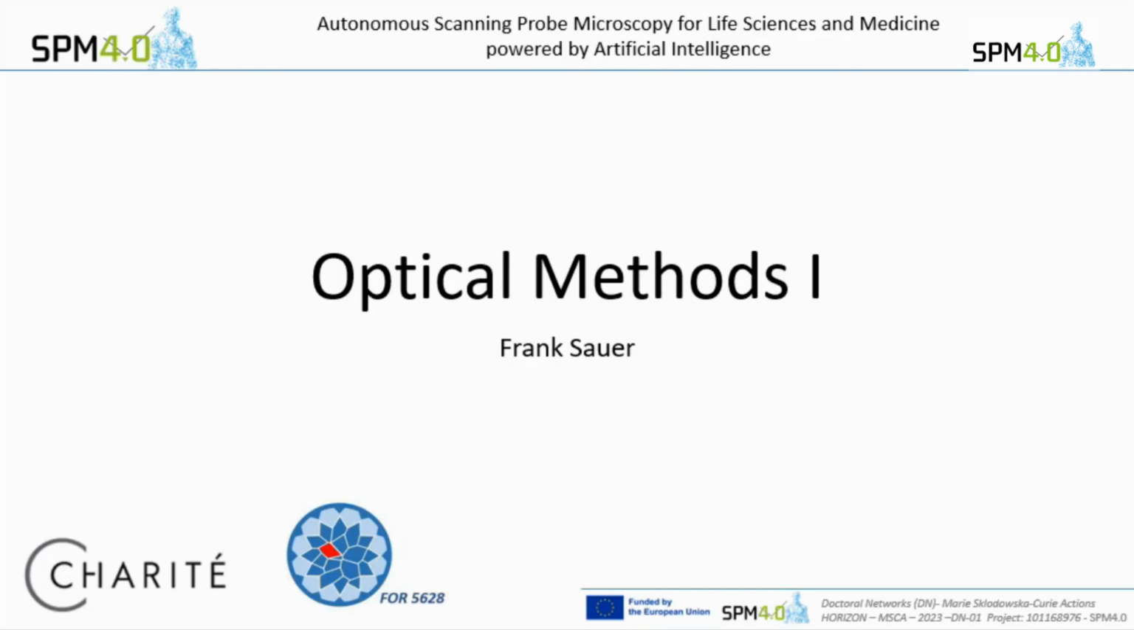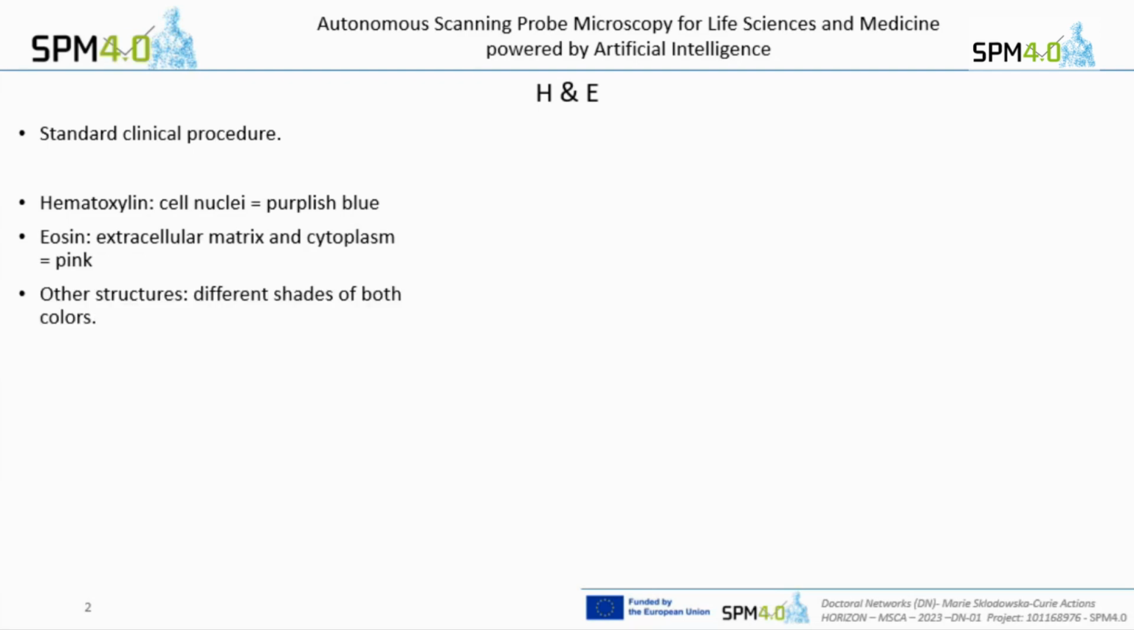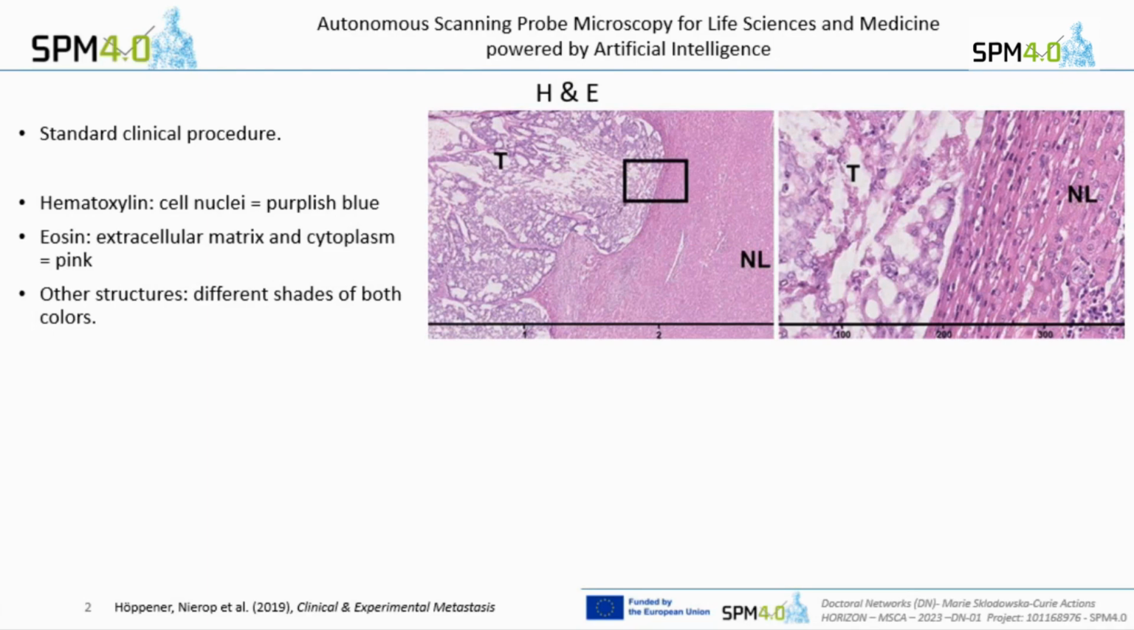But since this is focused on life science and medicine, I will start with the most prominent images you will usually see. This is also something Anna introduced very nicely: H&E stains. We have this twofold staining of hematoxylin, which makes the cell nuclei look purplish blue, and eosin, which makes the ECM, the matrix, the plasma pink. And of course, you have different shades of mixed colors from both. With that, you get these standard H&E images.